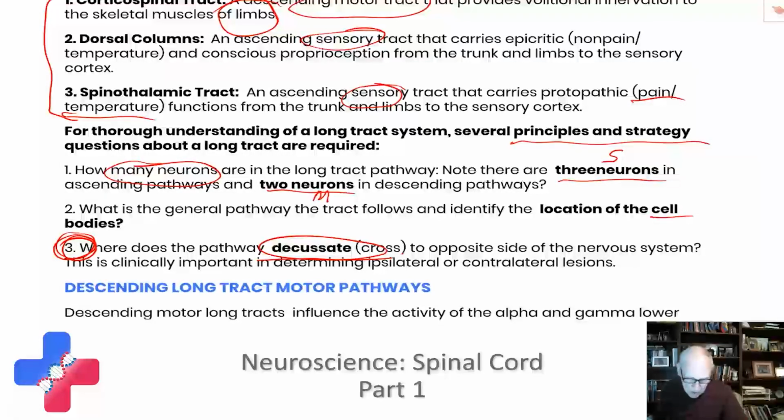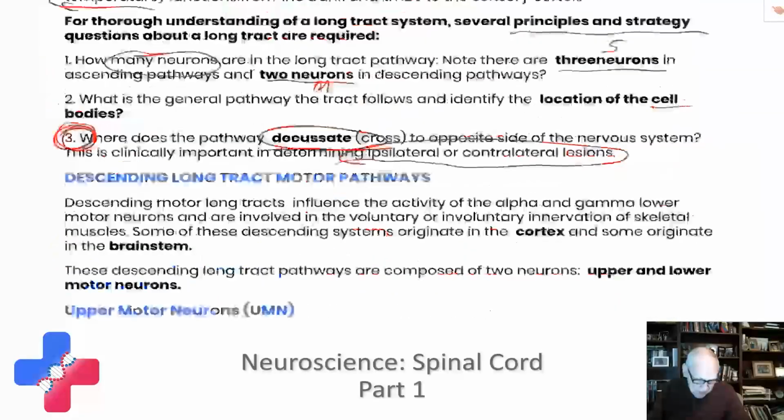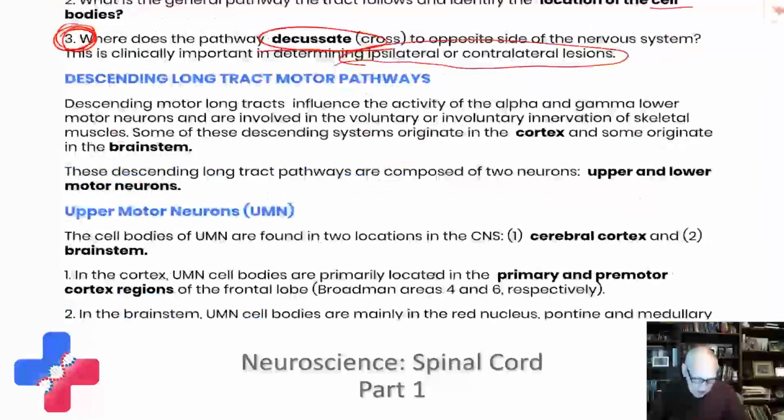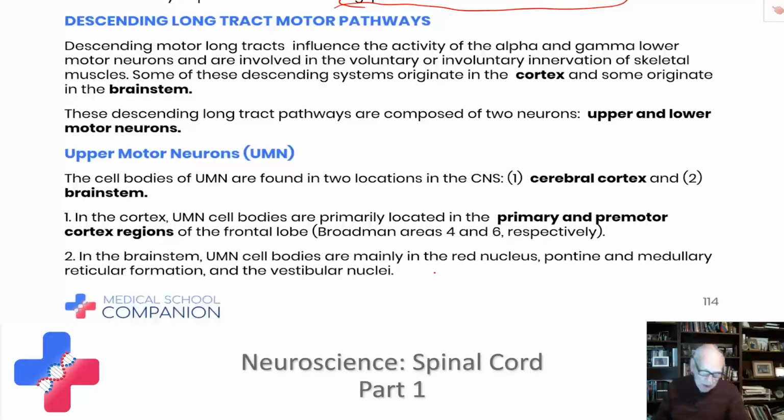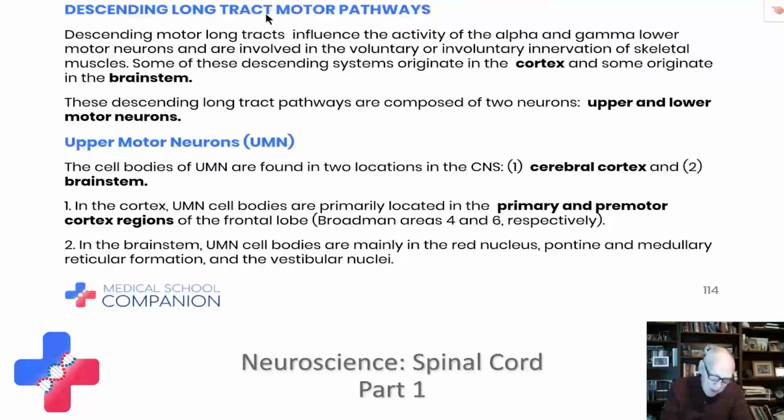So that crossing is going to be a very critical point as we move forward, because this is where you determine when a long tract lesion is below, ipsilateral or contralateral. That's going to be critical information. Okay, now let's look at the 2 parts of this motor system. Now, again, as we have already just said, the descending systems are motor. So we're talking about motor pathways in these descending systems.